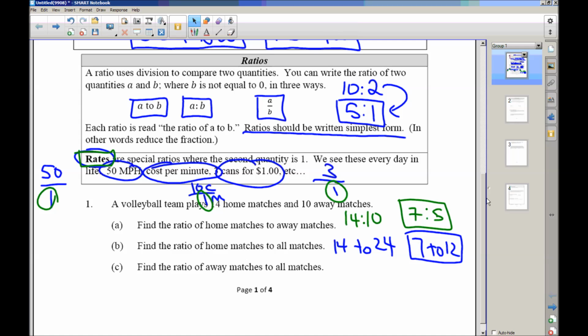Okay? And then in our last one, find the ratio of away matches to all matches. Away matches were 10. All matches were 24, so we can reduce this to 5 to 12. Notice I wrote my ratios in all 3 ways that you could do it. You don't have to write all 3. You just pick one and go with it. Okay, so if you like the colon better, use it. If you like the TO, or if you like the fraction.